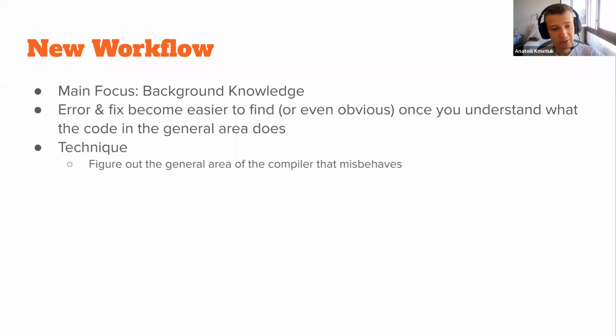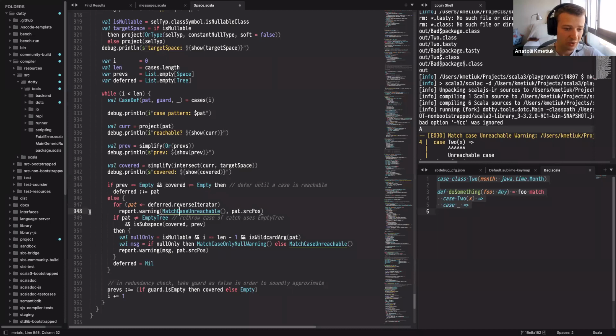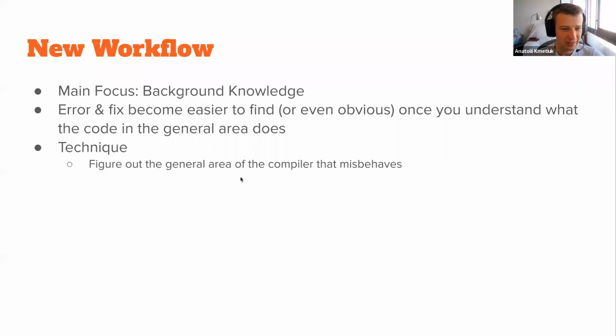The first step is to figure out the general area of the compiler that misbehaves. For instance, in our case, the error happened on a certain line of a certain file. So I might look at what the file was, and then I would look at the package of that file. So it's in transform patmat. And I would look deeper into the context of those packages, like what else is in those packages, and so on and so forth. We are also going to get back to that a little bit later.